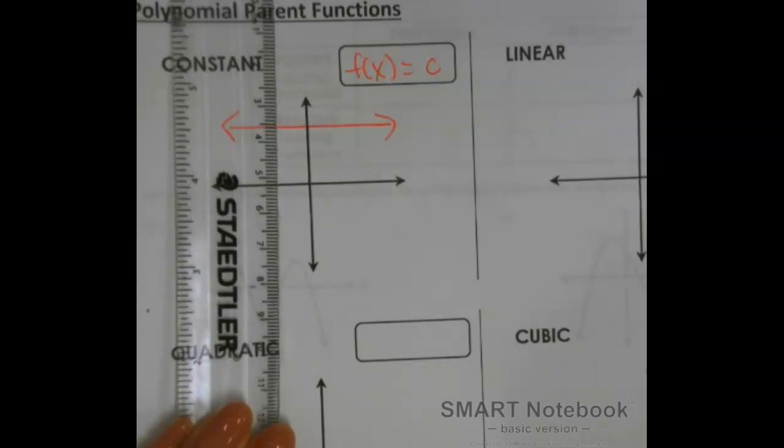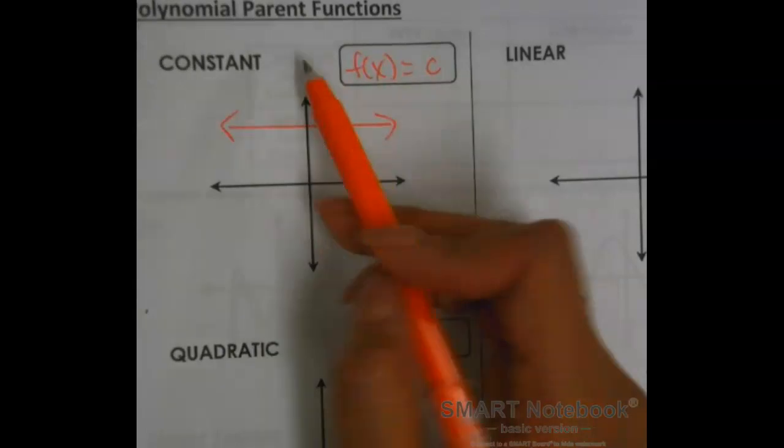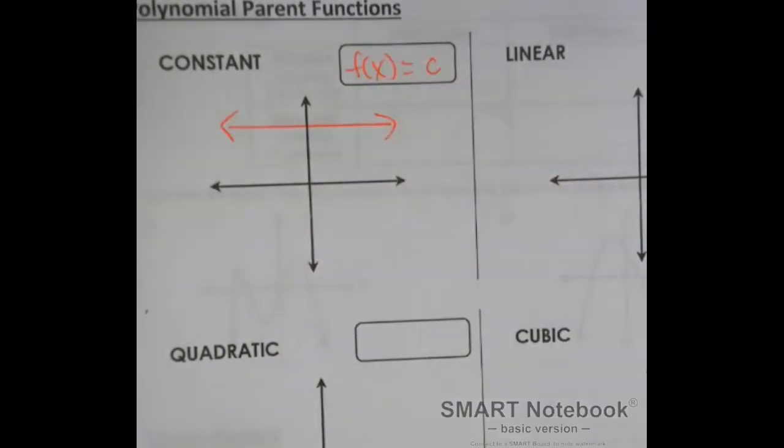Uh-oh. Not y equals. X equals. It would be x equals some number. So that's also why if I was asking for a constant function, it needs to usually have y for f of x. All right, linear, show me with your arm.